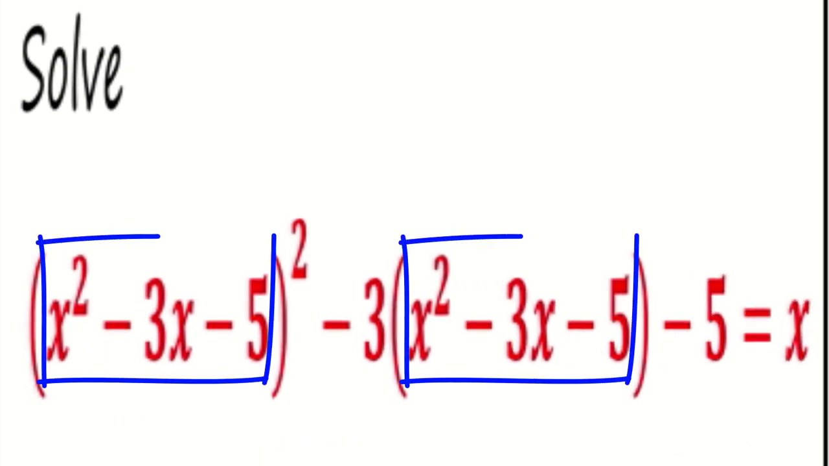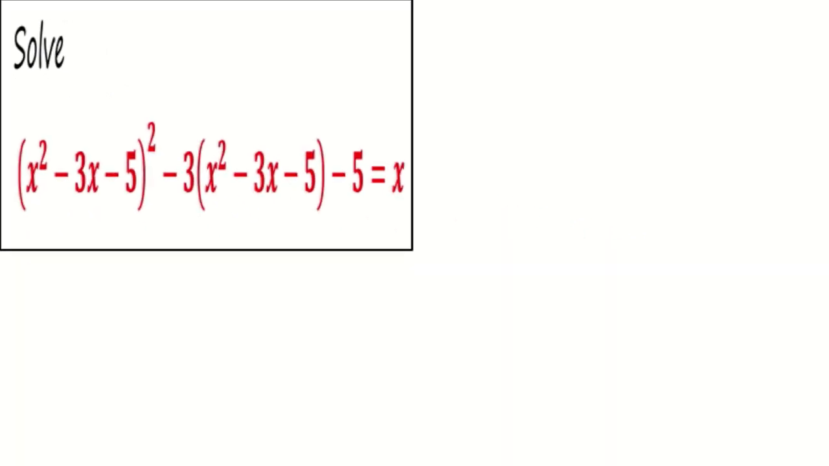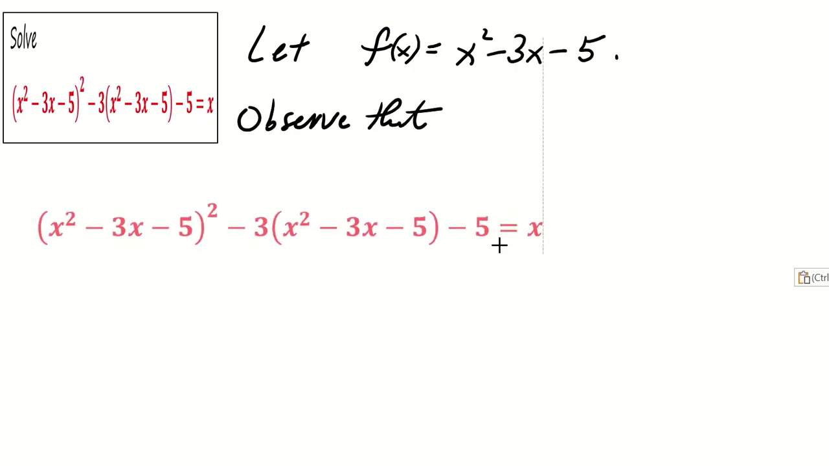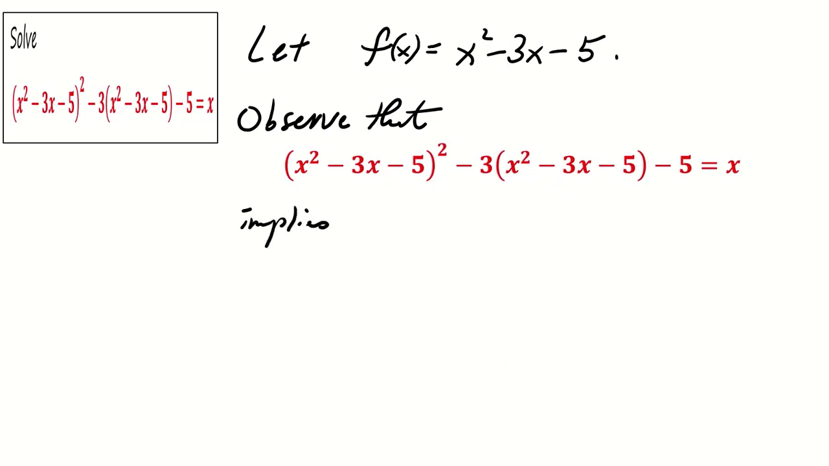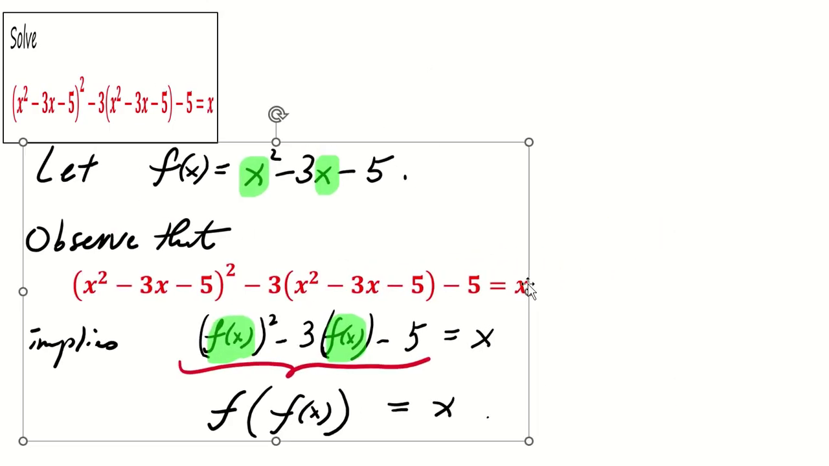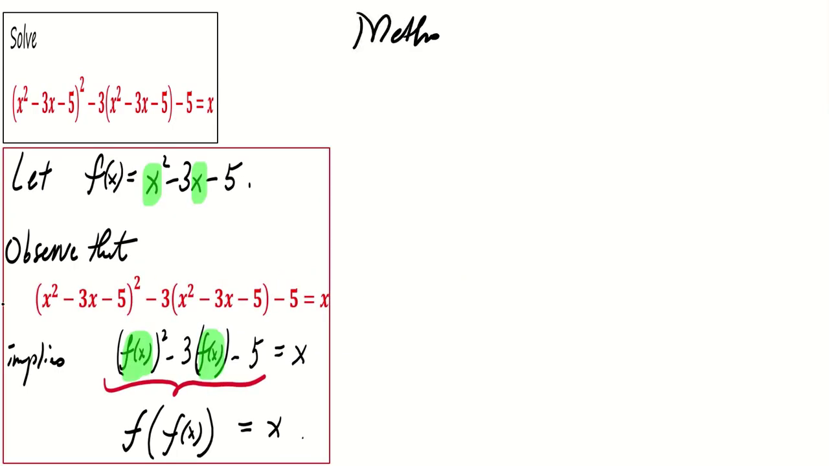By observation, the expression x squared minus 3x minus 5 appears twice. So we may let f(x) equal to x squared minus 3x minus 5. Observe that the original equation implies that f(x) squared minus 3f(x) minus 5 equals x. And using the definition of f(x), the left-hand side of the equation can be written as f of f(x) equal x. We'll provide two different methods to solve this question.